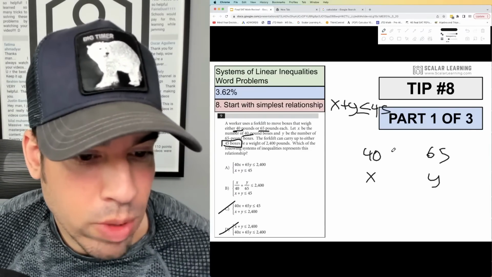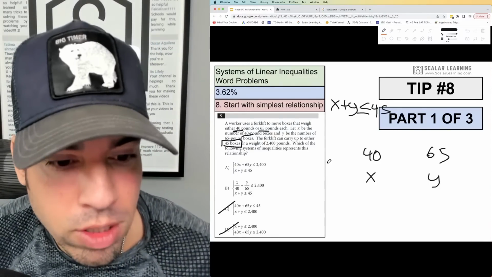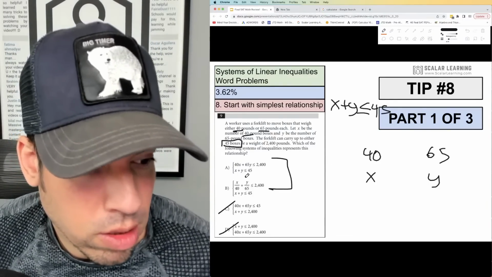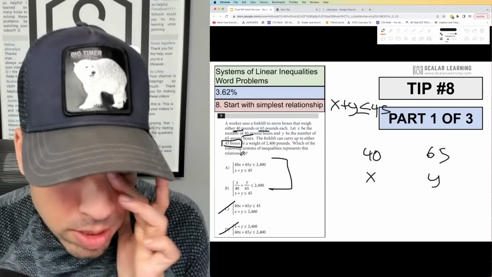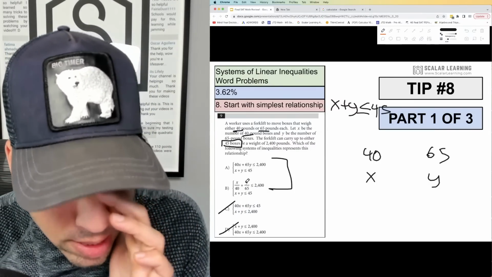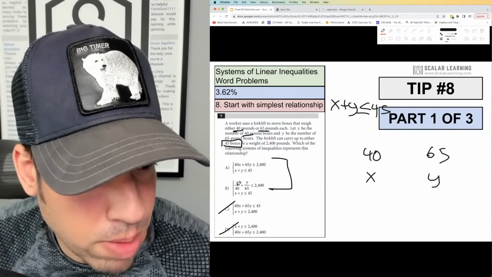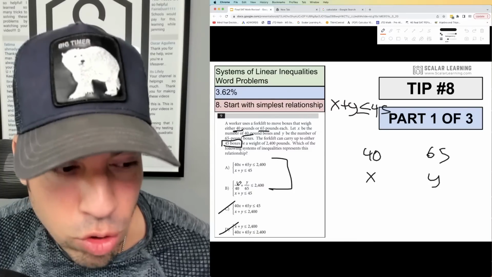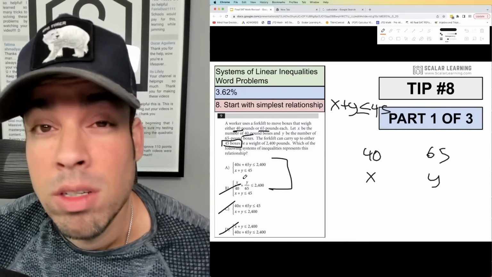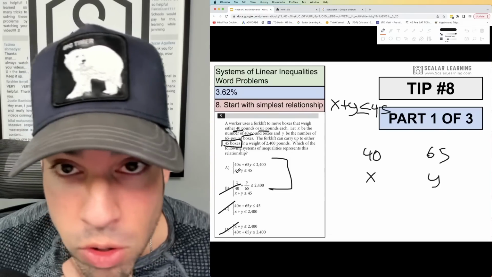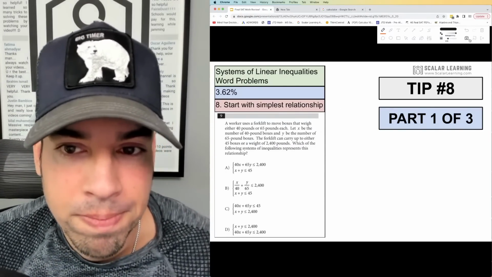Now, the second one, we know that each one of these is 40 pounds. So which one makes more sense? This equation or this one? And it's going to be the top one, because why are you dividing by the weight? Like if I have two boxes, that weighs 80 pounds. Two boxes doesn't weigh 2 over 40, right? This doesn't make any sense. But anyways, starting with the simpler relationship first, we immediately eliminate two choices. Boom, done.